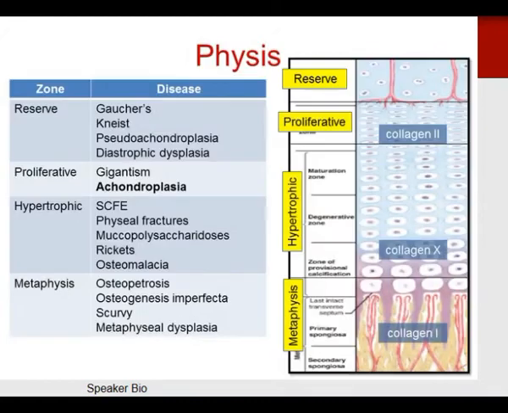There are certain diseases which are associated with each zone. In the reserve zone, you have diseases such as Gaucher's disease, Niemann-Pick disease, diastrophic dysplasia. The proliferative zone, you'll have both the very large and the very small, so gigantism and achondroplasia. The hypertrophic zone is seen as the weakest zone of the physis. Here's where you have your physeal fractures, your slipped capital femoral epiphyses. You also have rickets and osteomalacia, because this is where you're trying to calcify your cartilage in order to form your metaphysis. This is where you have the primary bony issues, such as osteopetrosis and things of this nature.